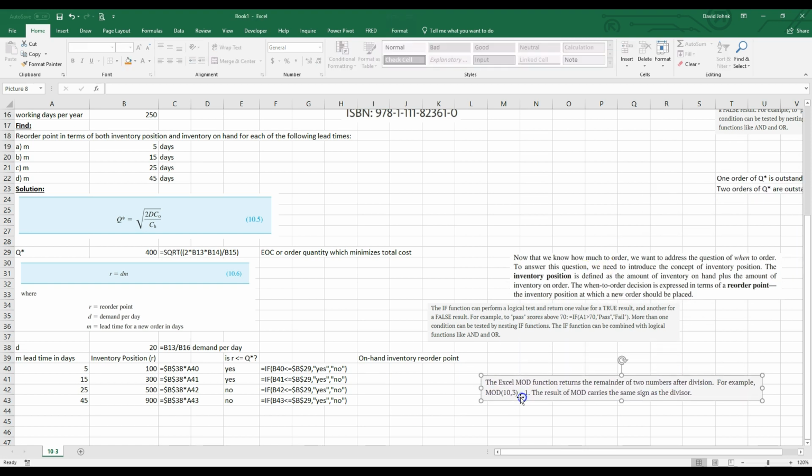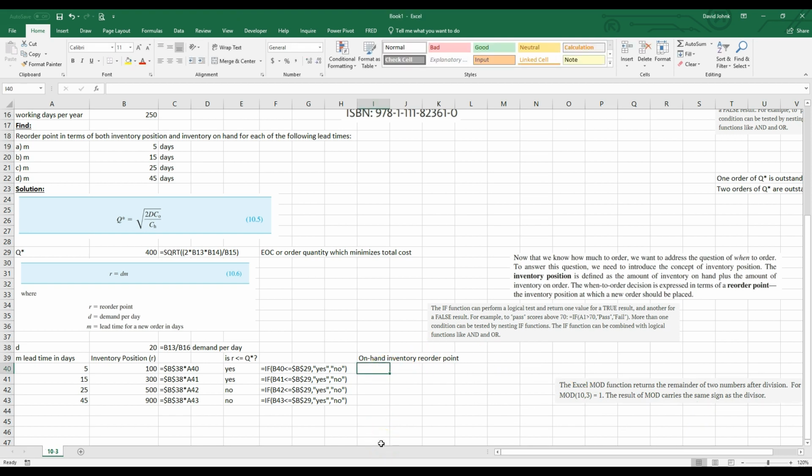Okay? So the mod function returns the remainder of two numbers after division. For example, mod(10, 3) equals 1, because 3 goes into 10 three times with a remainder of 1. So it basically gives a remainder, and that's the perfect thing for this, to calculate this right here. And I'm going to show you how that works.